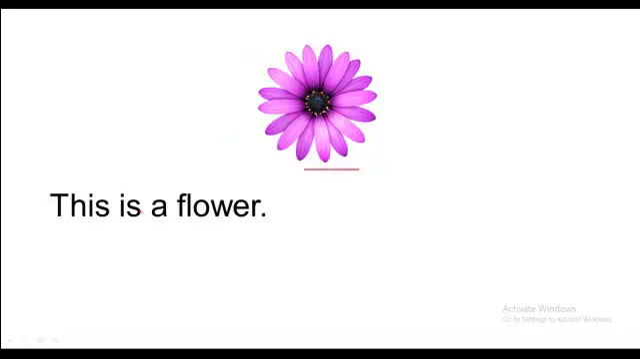When do we use this? When we want to show something. If I want to show this flower, I will say, this is a flower. See that this is a demonstrative pronoun. When we want to show things, then we will use this.